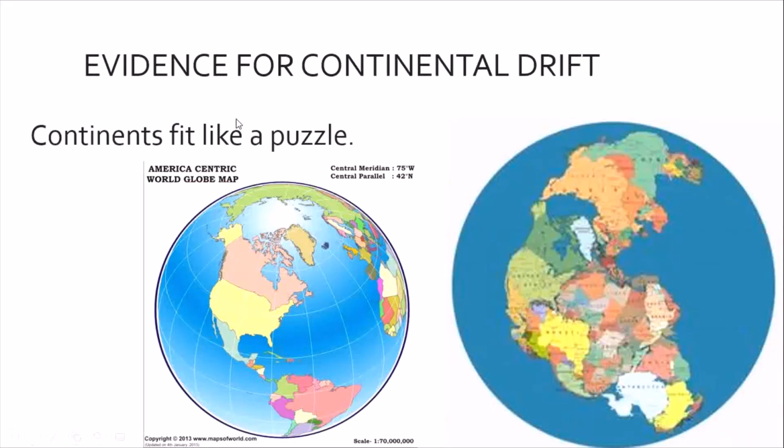To start off with, evidence for continental drift. Continents fit like a puzzle. We discussed that already. You can see the different continents up here, and you can see how they all fit together. Now, it's not perfectly together, but if you could see the continental shelf, you would see even more how well they fit together. It's a pretty tight fit.